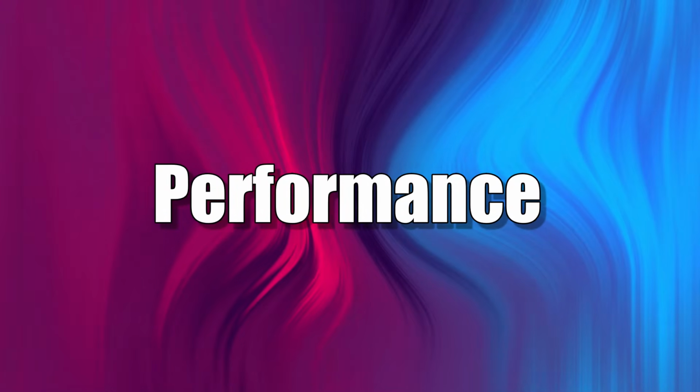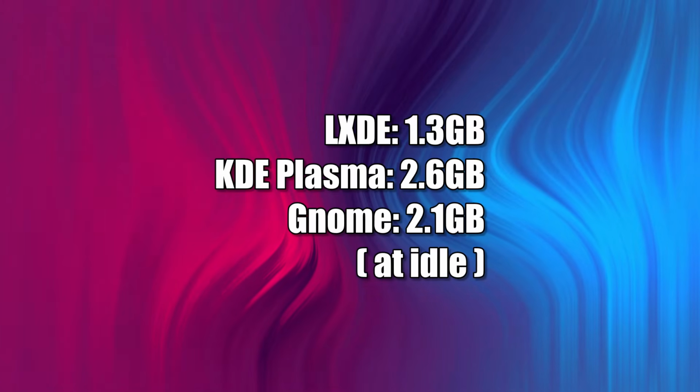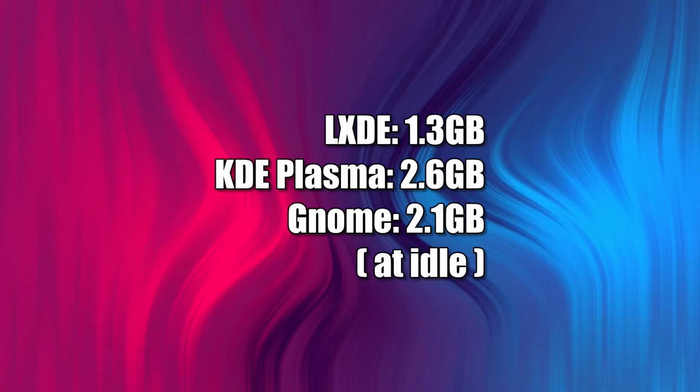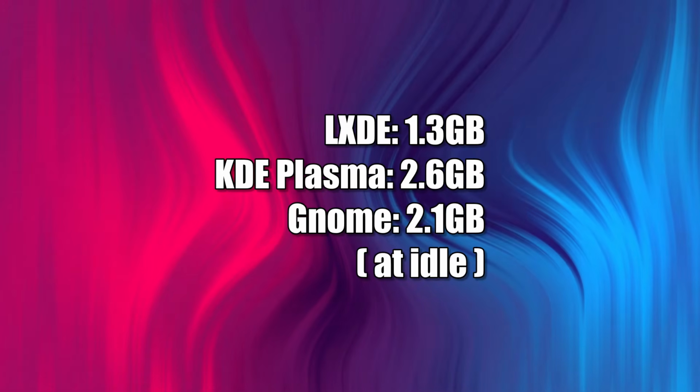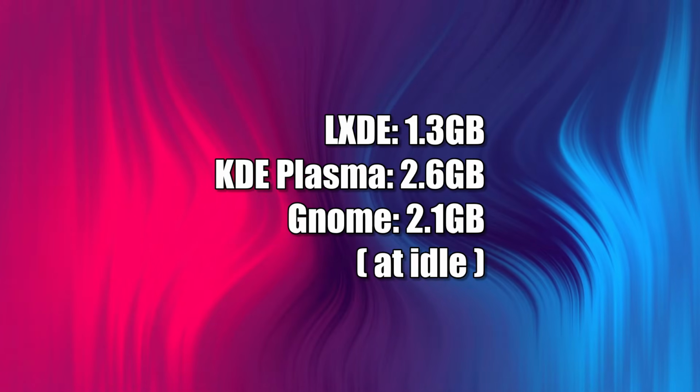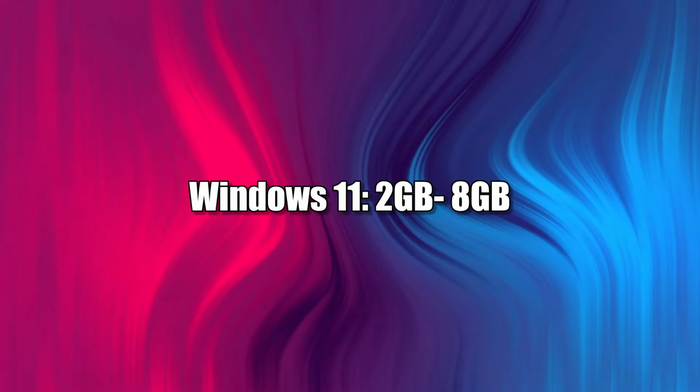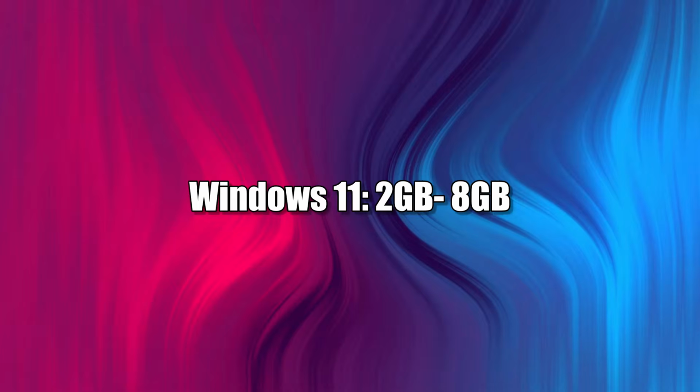Recent testing shows just how different these environments can be. LXDE is light on memory at about 1.3 gigabytes, while KDE Plasma uses about 2.6 gigabytes, nearly double. GNOME sits roughly in the middle at about 2.1 gigabytes. But interestingly, despite using more memory, KDE can feel snappier due to its efficient design. For comparison, Windows 11 can use anywhere from 2 gigabytes to 8 gigabytes depending on how it's configured.